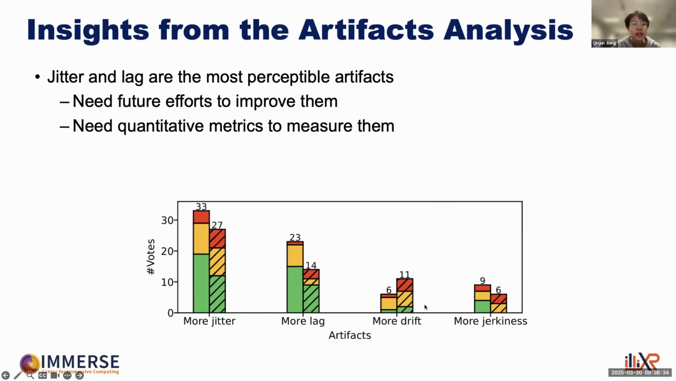As we can see, jitter and lag are the most perceptible artifacts in our study. So the implications here are, first, future work can seek to improve these 2 artifacts to improve the user experience. And also, we need some quantitative metrics to actually reflect the appearance of these artifacts so that we can accelerate the system design and the evaluation process without having to do a user study for every system improvement.